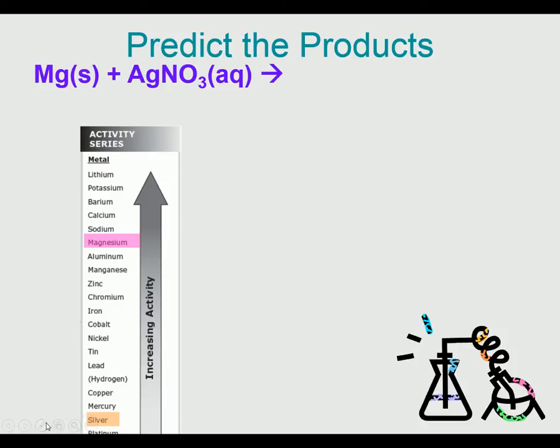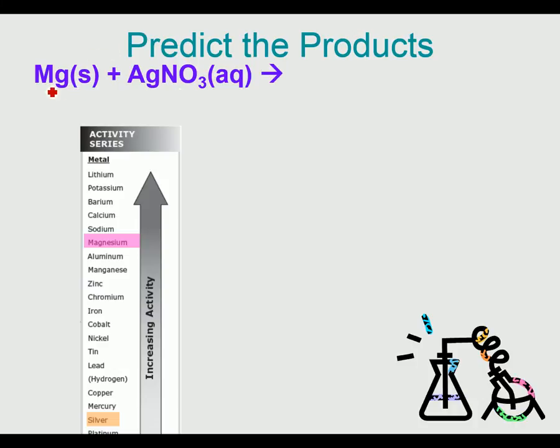All right, so in this example, you are dealing with magnesium being added to silver nitrate. And the first thing you want to be able to do is to tell what type of reaction this is. Is this a double replacement? Is this a single replacement? Is it a combustion reaction? And knowing what type of elements or compounds these are will give that away.